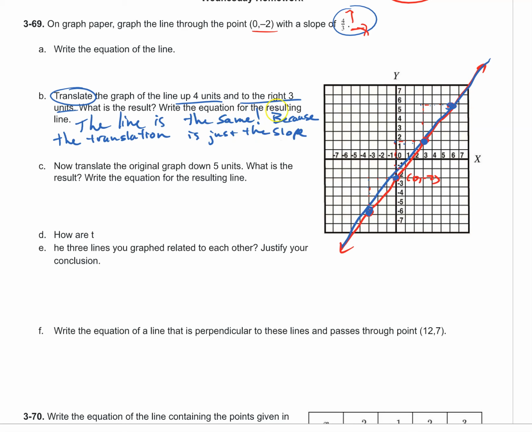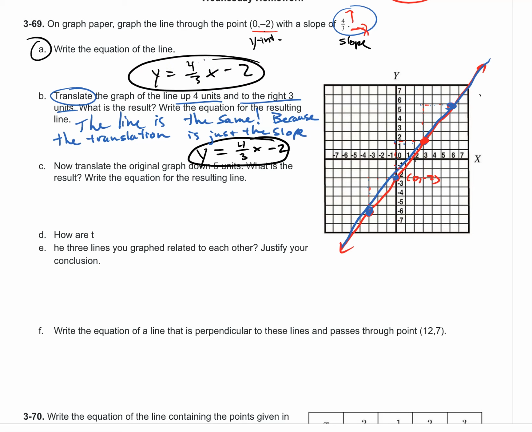So we're supposed to write the equation for the resulting line. That's y equals mx plus b. And we skipped a, which is write the equation of the original line. So let's start with b. The equation of this new line is y equals, the starting value is -2. This is the y-intercept. And here's our slope. So y equals 4/3 x minus 2. This is the same as the original line, y equals 4/3 x minus 2.